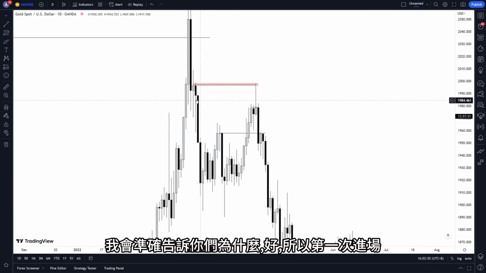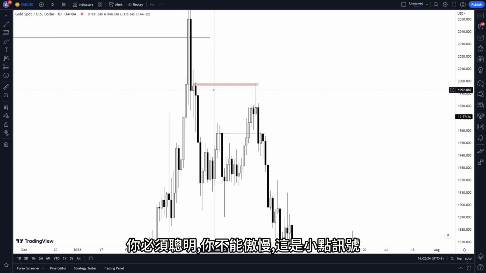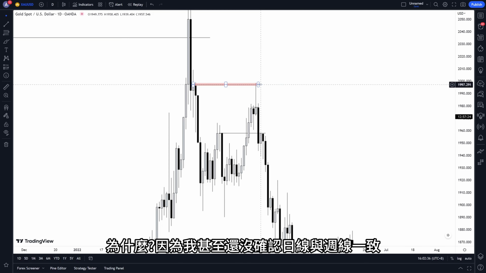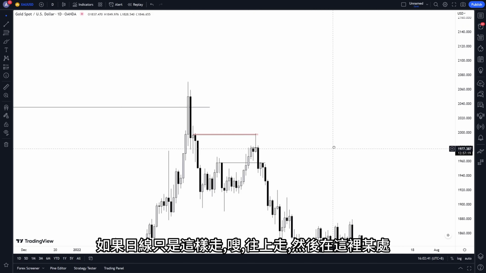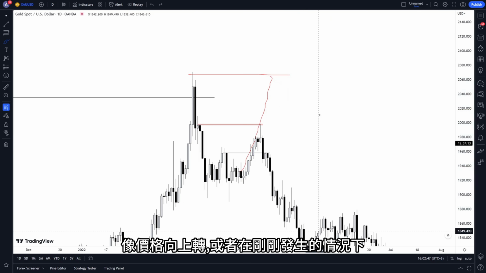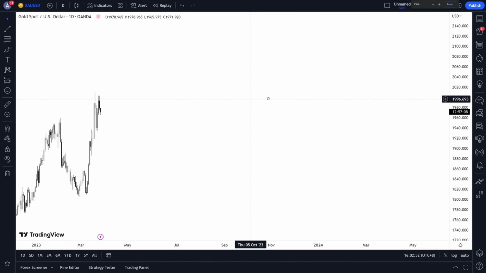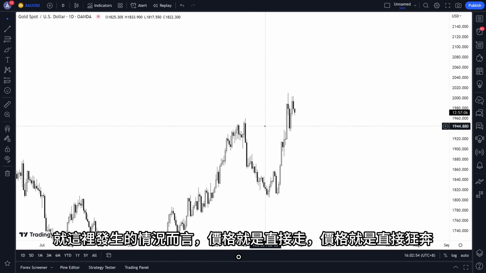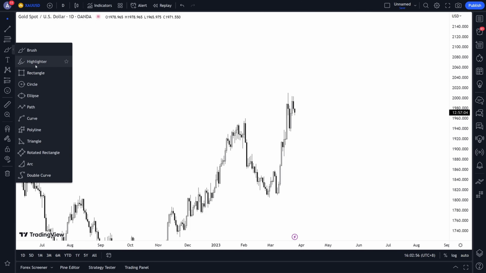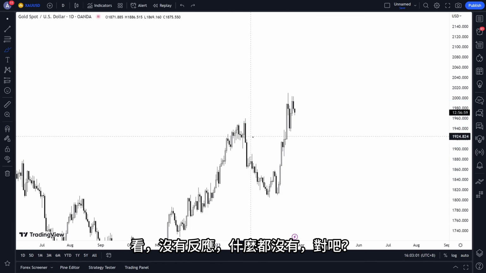So the first entry is just an early entry with a very small lot size. You have to be smart, you can't be arrogant. It's a small lot size because I haven't even confirmed that the daily is agreeing with the weekly. What if the daily just goes like this, goes up, and then somewhere in here price turns up? Or in the case of what happened very recently here, price just goes up. There was no reaction, nothing.